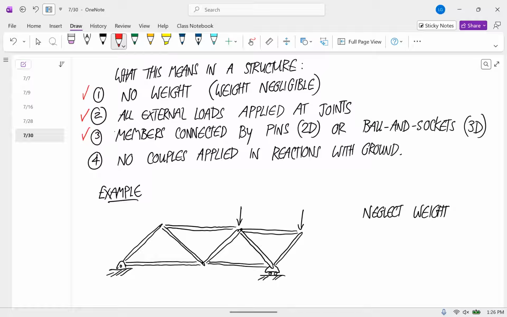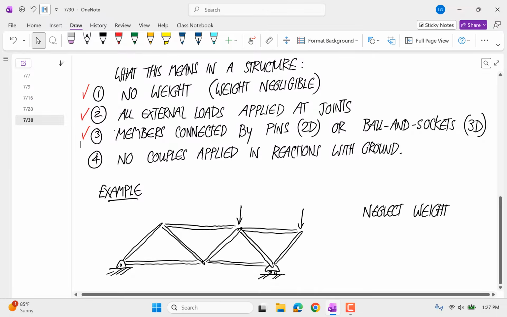And now let's go to the reactions. Do either of these reactions, of these joints connecting it to the ground, apply couples to this structure? No, this is a pin joint, so it applies a force vector. This is a roller, so it applies a force with a known direction that's perpendicular to the ground toward the body. So this holds.